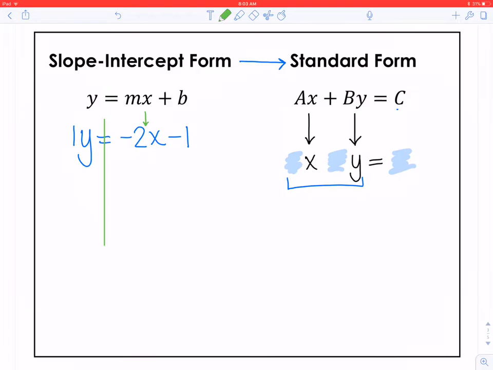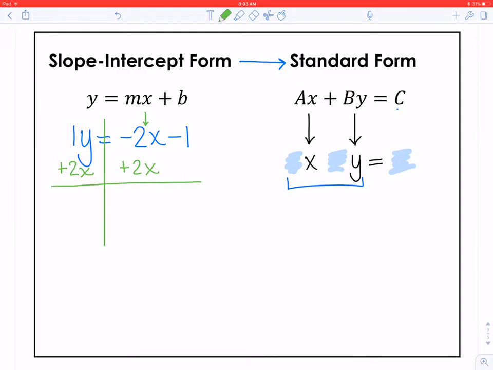In order to move it, we have to undo. We got to use our order of operations in reverse. Right now it's a -2x. To undo that, we will add 2x. Anything you do to one side, you must do to the other. So add 2x to the left.